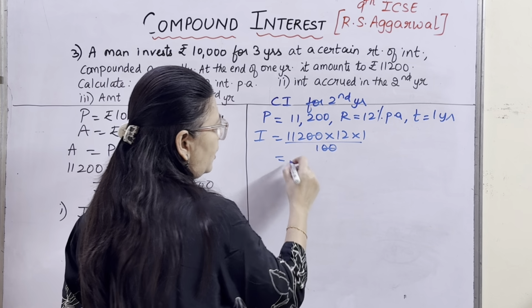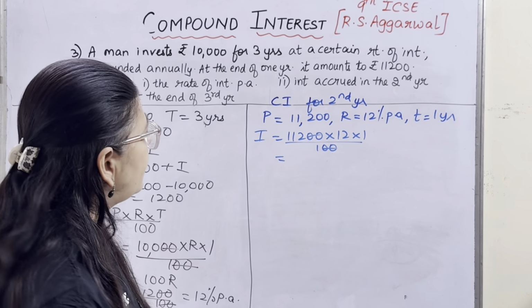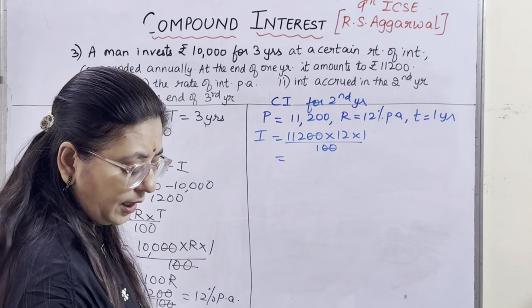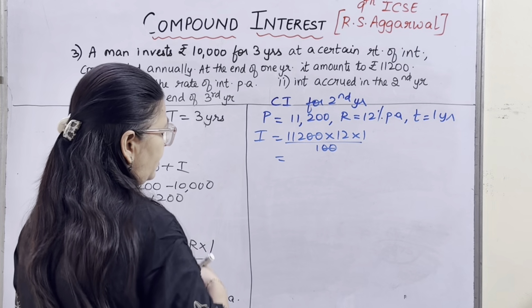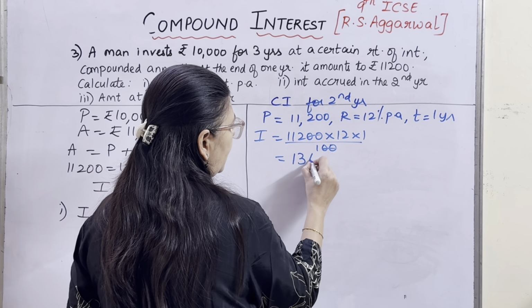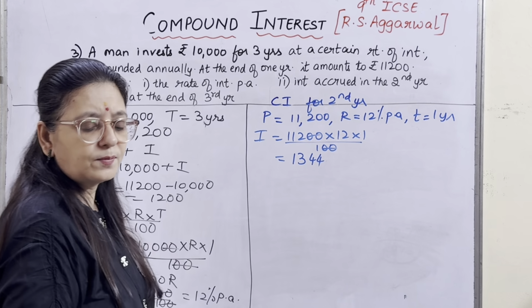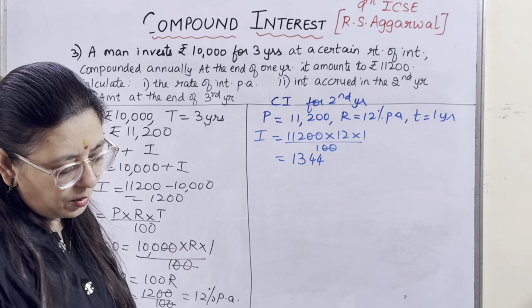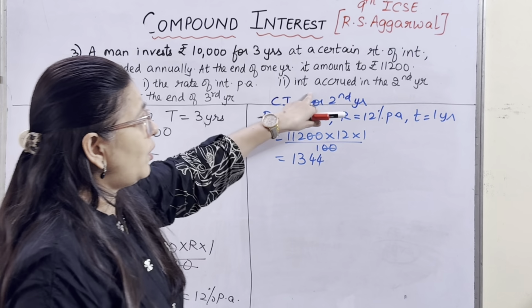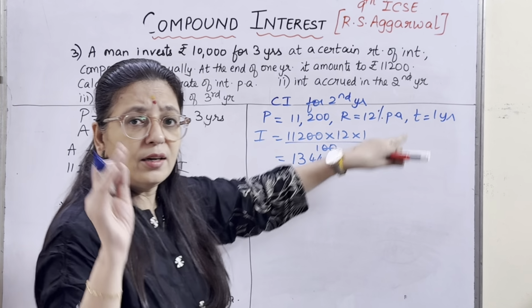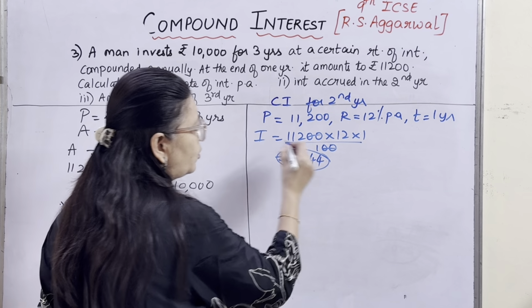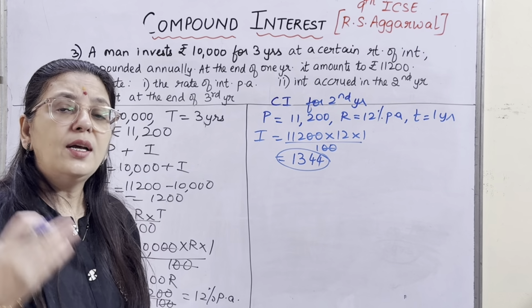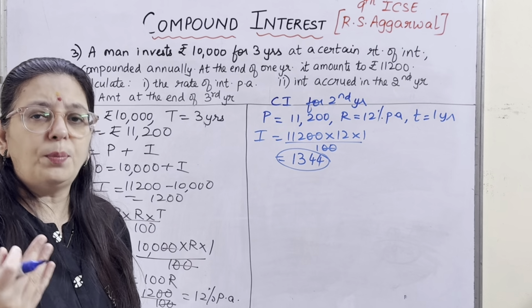0, 0 cancel. So interest you will get as 112 times 12. 112 times 12. Come on, calculate it. It is coming to 1,344. Okay, this is the amount. So the question was interest accrued in the second year. What is the interest accrued in the second year? It is 1,344. That much interest we have to pay.